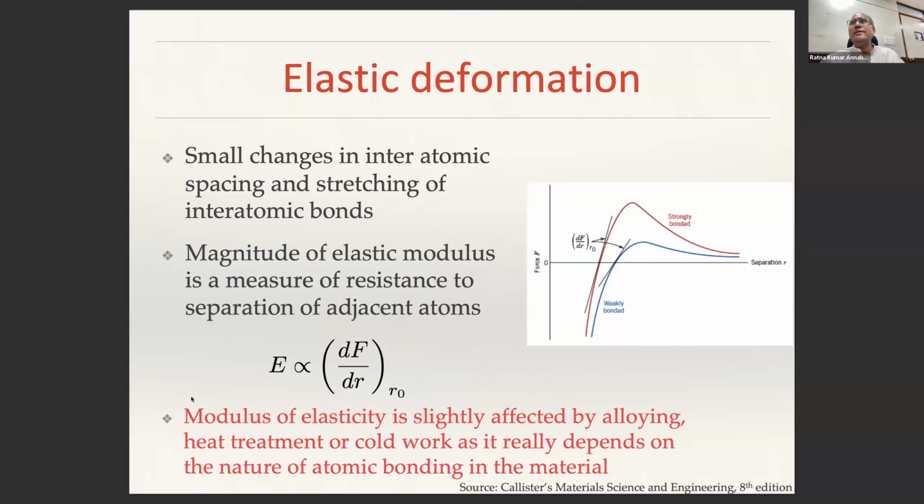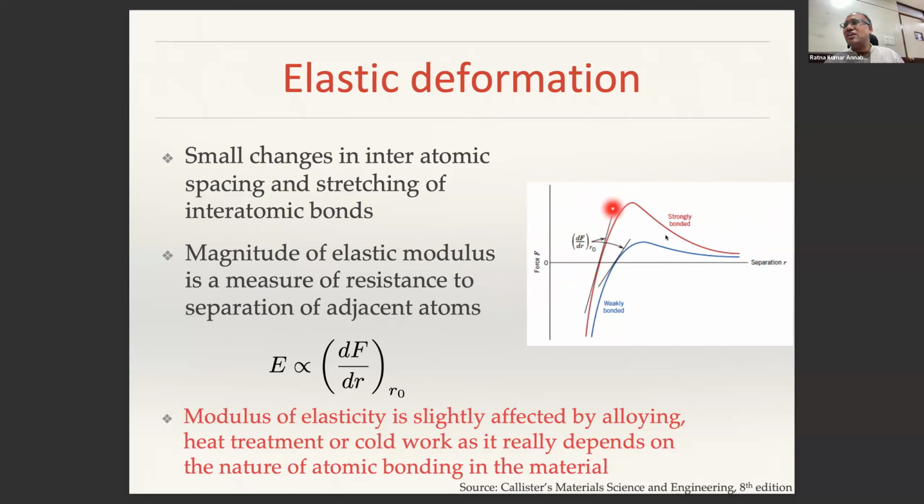Now, how do we understand this elastic deformation? In the material, you have atoms and you are applying the load. What is happening is the atomic bonds are stretching. They are only stretching, but they are not breaking. So this elastic deformation represents a small change in interatomic spacing and stretching of interatomic bonds. The interatomic force as a function of distance between the atoms is given by this; depending upon the material, you will have different graphs.